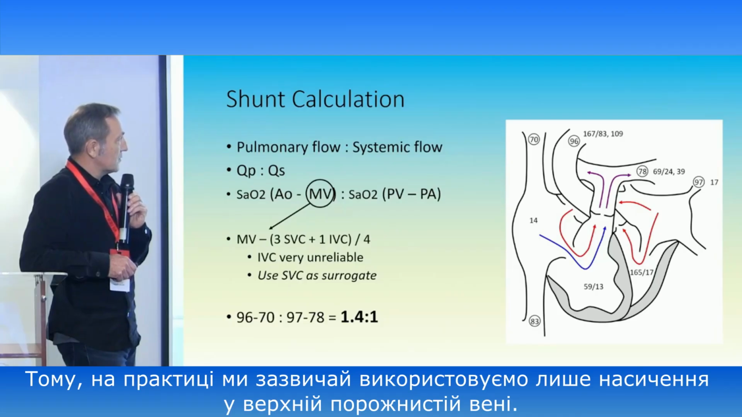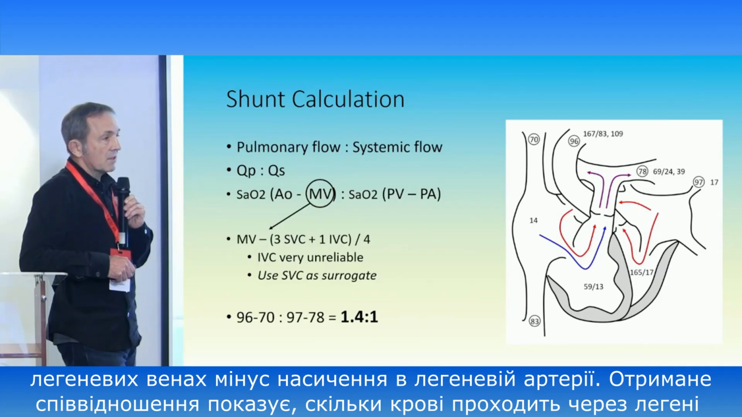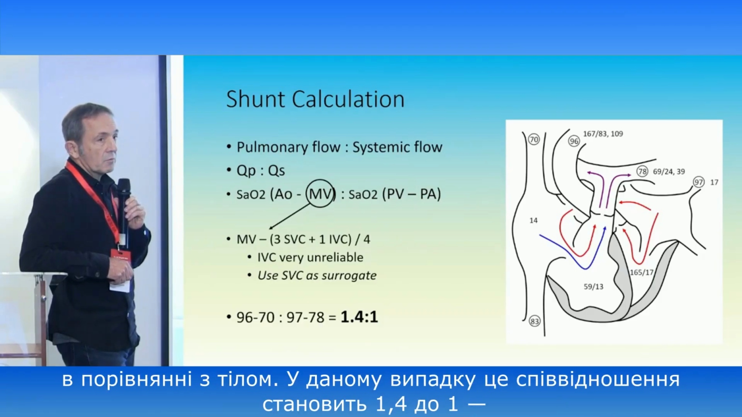So we take SVC saturation away from the aortic saturation and compare that with the saturation in the pulmonary veins less the saturation in the pulmonary artery. And that ratio tells you how much blood is going through the lungs compared with the body. And here the ratio is 1.4 to 1. So she has a modest shunt through the atrial septal defect.